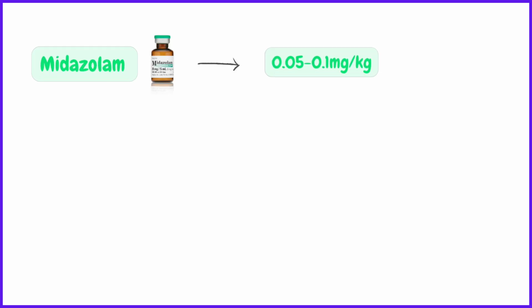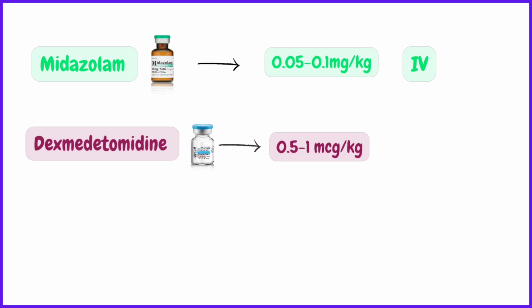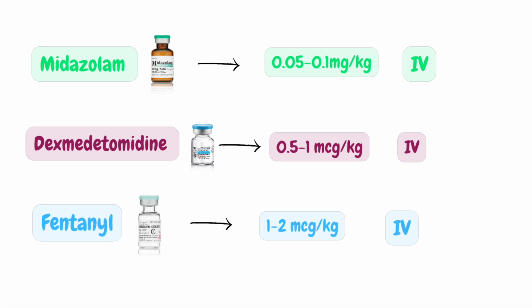The other alternative sedatives are midazolam 0.05 to 0.1 mg per kg IV, or dexmedetomidine 0.5 to 1 microgram per kg IV or infusion of 0.2 microgram per kg per hour, or fentanyl 1 to 2 mcg per kg IV.